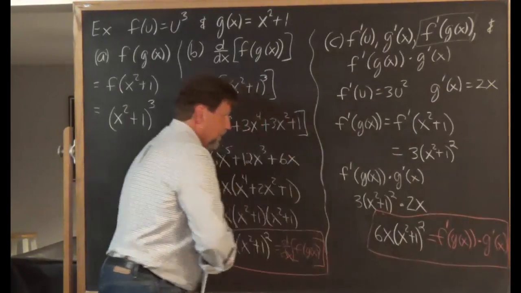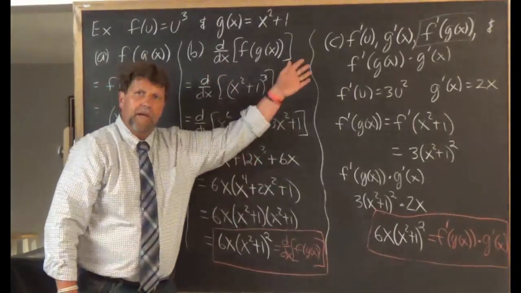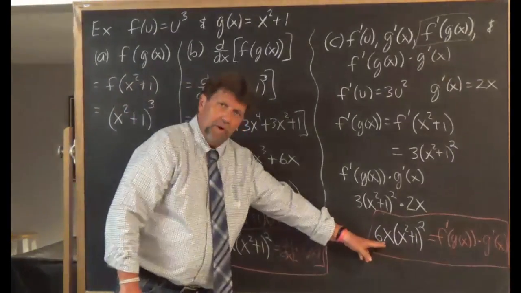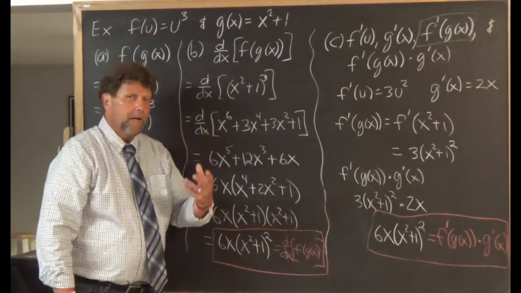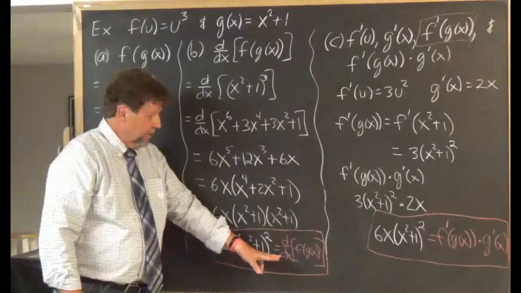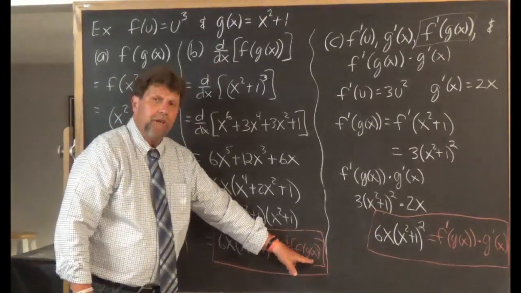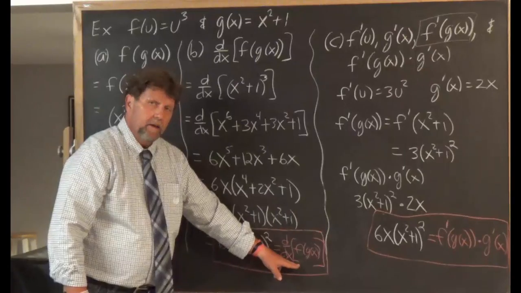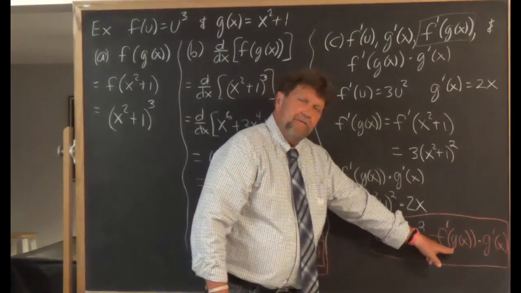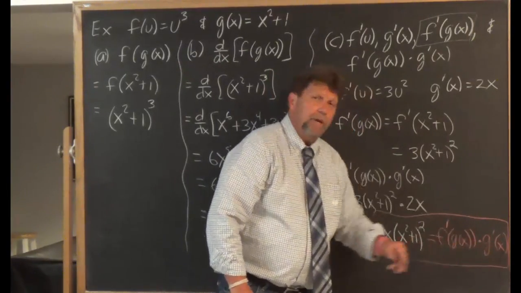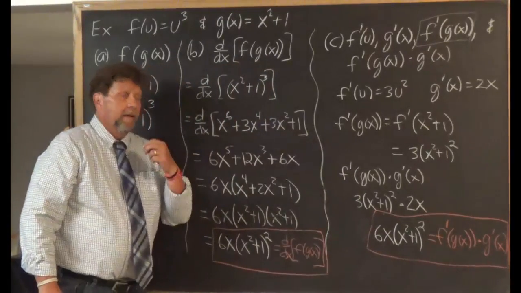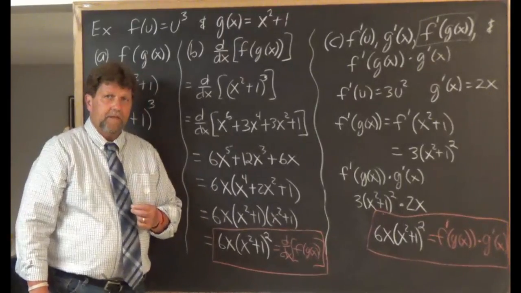So now, folks, since we got the same result in part B as we did in part C, 6x times x squared plus 1 quantity squared, it seems reasonable to say that when we differentiate f of g of x, what's written in red, you can get the derivative of f of g of x by doing f prime of g of x times g prime of x. And in short, that's exactly what the chain rule is.